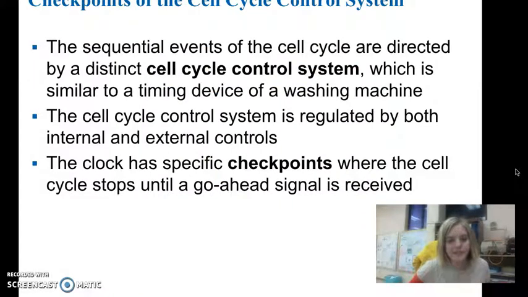So we call this system the cell cycle control system, and this is kind of like a washing machine timing device, because there's a lot of steps that have to be fulfilled along the way. If a particular step isn't fulfilled, the cycle won't proceed. Some of the signals and checkpoints are internal, and some of them are regulated externally by things outside of the cell. But regardless, the cell has these specific checkpoints, and the cell cycle will stop at those points and wait until they're told to go and proceed. So they're kind of like a stop and go signal, so to speak.